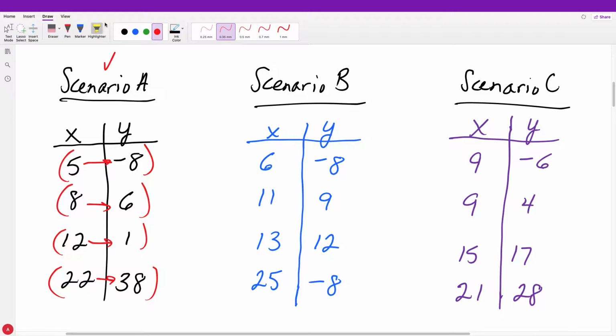But when we look at scenario B and scenario C, I see that I have two y values that repeat here. And I see here I have two x values that repeat here. But they're very, very different. All right, so when we're looking at scenario B, even though we see y repeat twice, that's okay because when we're substituting in 6 for x, it only gave us one y in return. When we substituted 11, it only gave us 1. When we substituted 13, it only gave us 1 in return. And when we substituted 25, it only gave us 1 in return. Yes, two different x values can give us the same y.